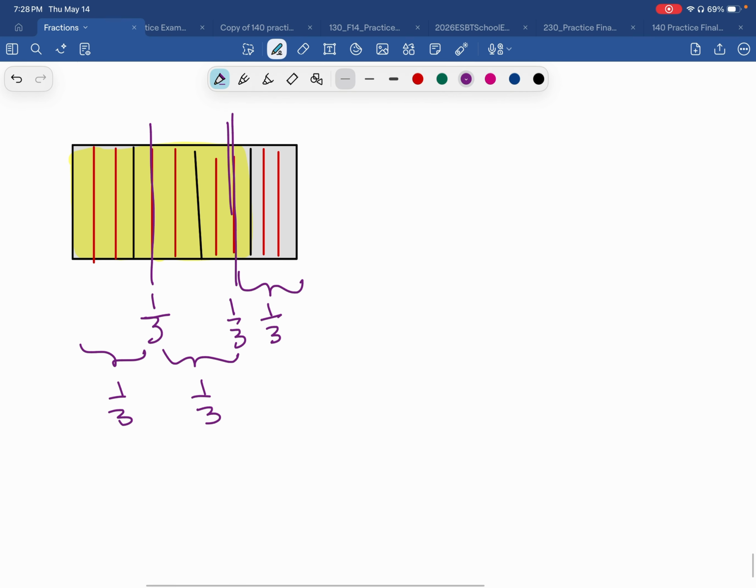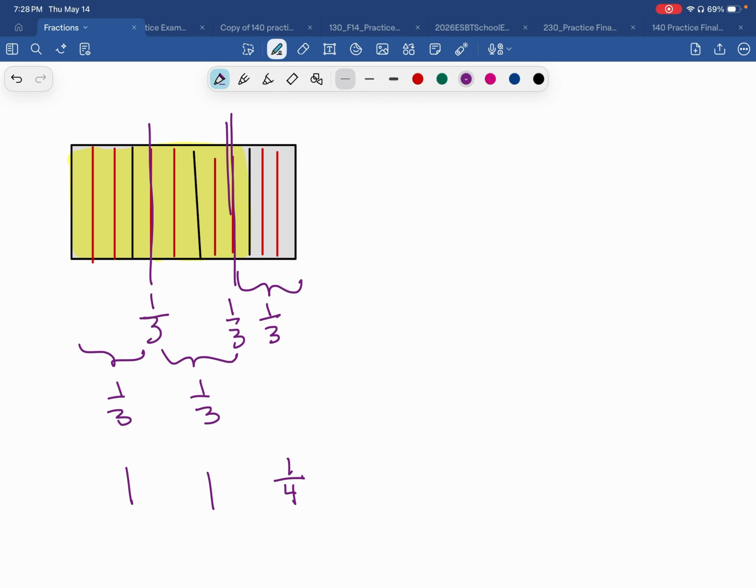What fraction of it is shaded? Well, it's divided into 4 pieces, and one of them is shaded. Okay, so altogether, then we have 2 1/4. Okay, I have 2 whole thirds, and I have 1/4 of a third.